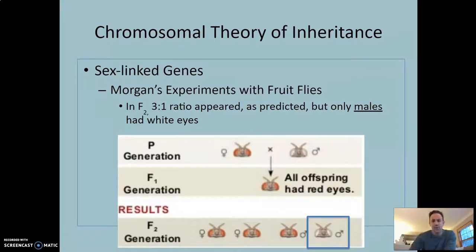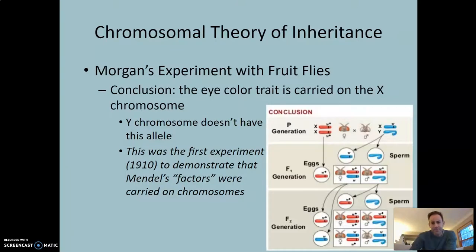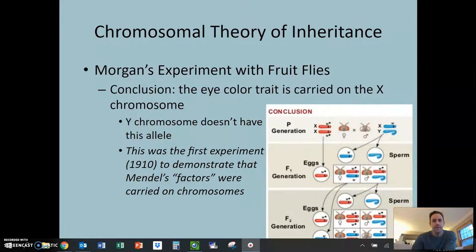That's weird. So what the heck is going on? How did Thomas Hunt Morgan explain this? Well, he concluded that the eye color trait must be carried on the X chromosome. And if that's the case, then the males only have one copy of this allele because they only have one X chromosome, the other being the Y, and the Y doesn't have that allele. And this was the first experiment to actually demonstrate that Mendel's factors were carried on these chromosomes and confirm what was already suspected based on the movement of chromosomes during meiosis.